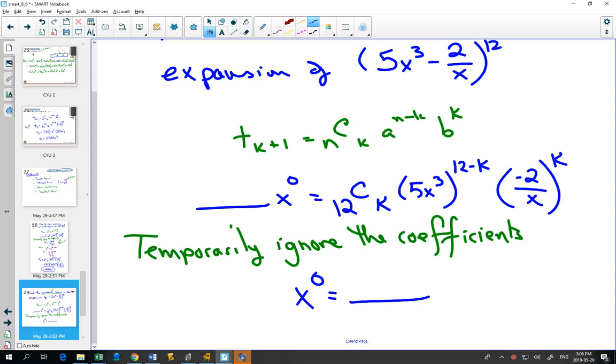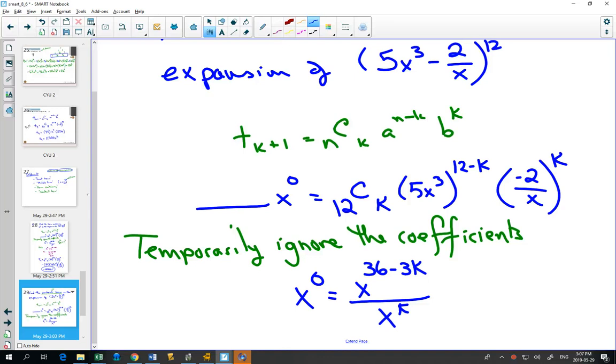And so we would have x to the 0 equals, in my numerator, what would I have for exponents? I would have x to the 36 minus 3k. And in my denominator, I would have x to the k. What do we need? We need everything to cancel out for it to be a constant term. Do you want to guess and check, or do you want to use the algebra? Both. Okay. Guess a value for k. 11 actually would be within the realm this time. So let's start with 11.